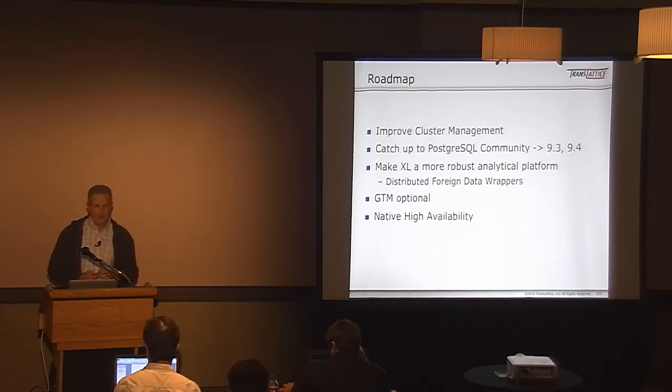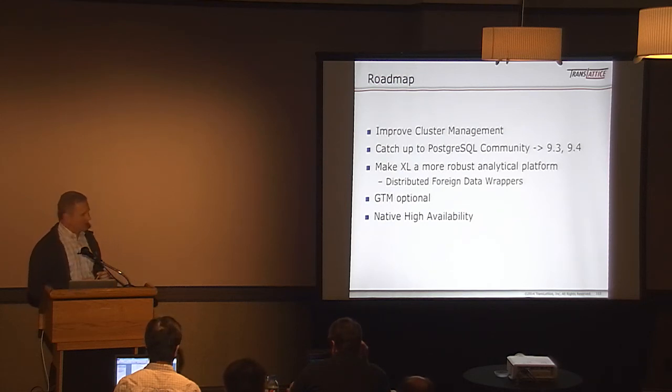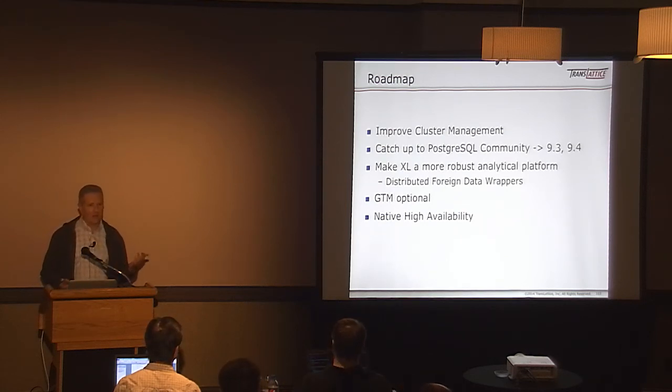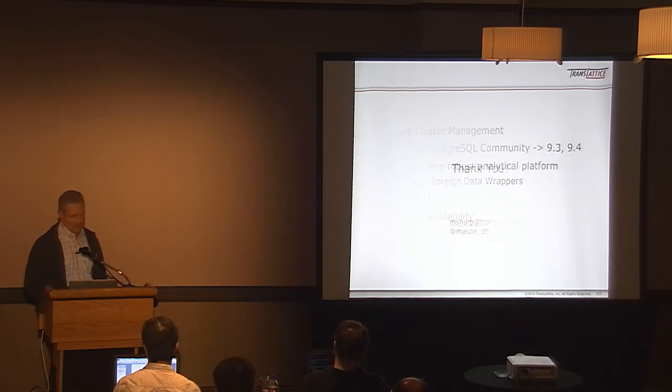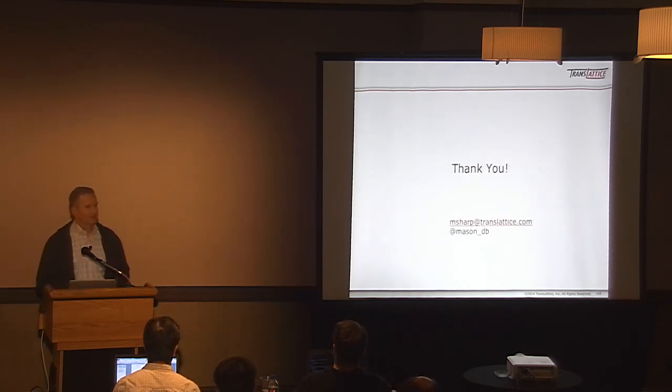That makes it so for compressed column stores, things like that that are external, we could access that and do it in parallel. Also, we're going to look at making GTM optional if you're doing this for data warehousing and you just have a bulk load setup. We can perhaps set up a simpler architecture. And then high availability again. Any questions in the 10 seconds I have?